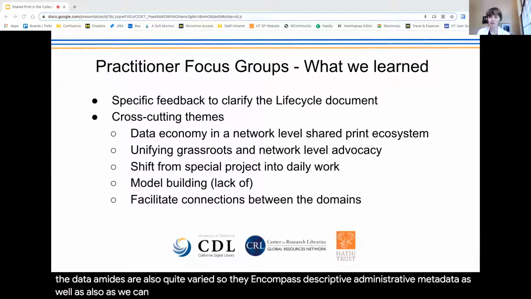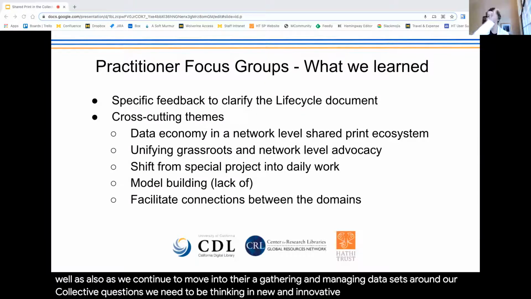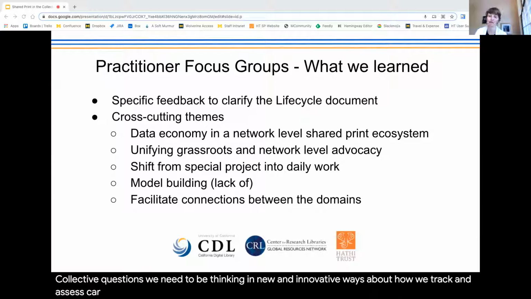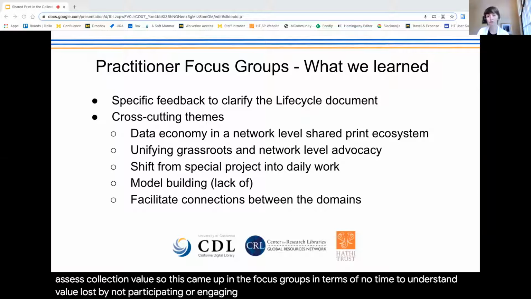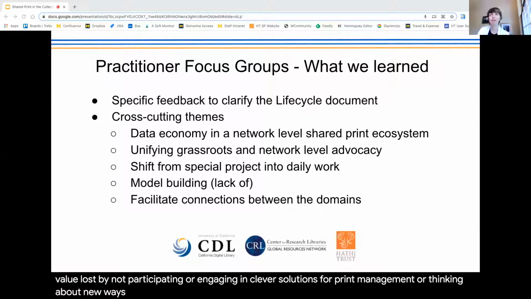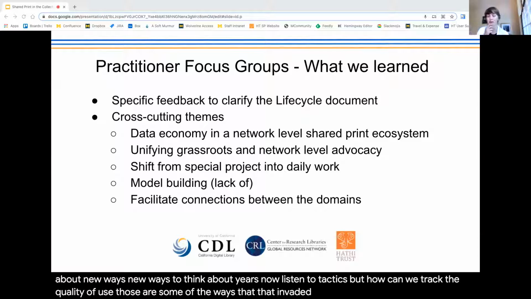Also, as we continue to move into an era of gathering and managing data sets around our collective collections, we need to be thinking in new and innovative ways about how we track and assess collection value. So this came up in the focus groups in terms of trying to understand value lost by not participating or engaging in collaborative solutions for print management, or thinking about new ways to think about use, not just in terms of quantitative data and circulation statistics, but how can we track the quality of use? Those are some of the ways that innovative thinking about gathering data came up.